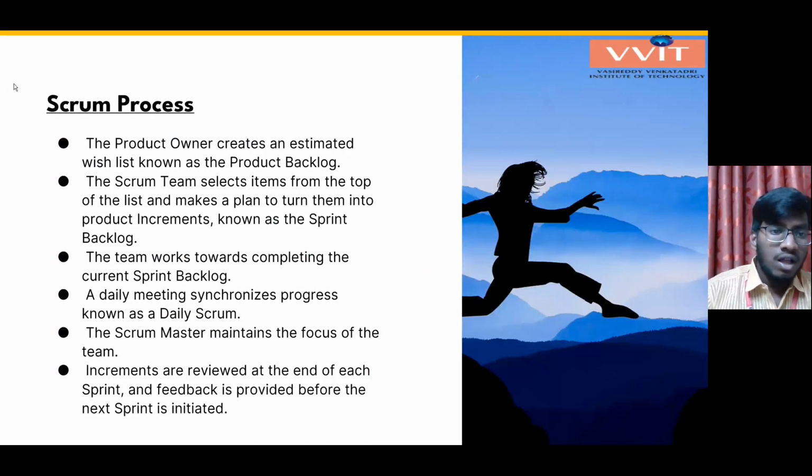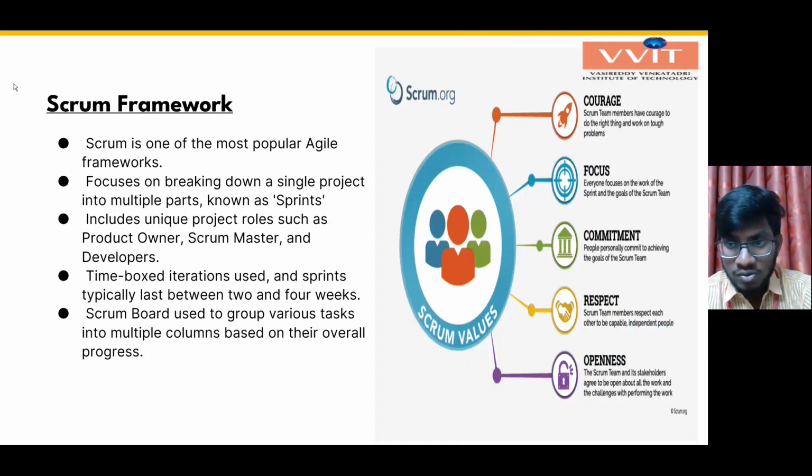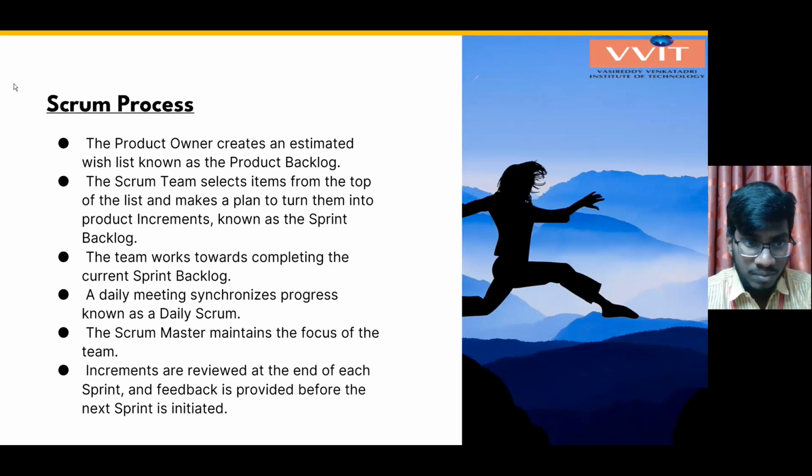What is a Scrum process? The product owner creates an estimated wish list known as the product backlog. So the product owner, as we discussed here, each project is divided into multiple parts called sprints, and each sprint has a product owner, scrum master, and developers. The role of a product owner is nothing but creating an estimated wish list called the product backlog.